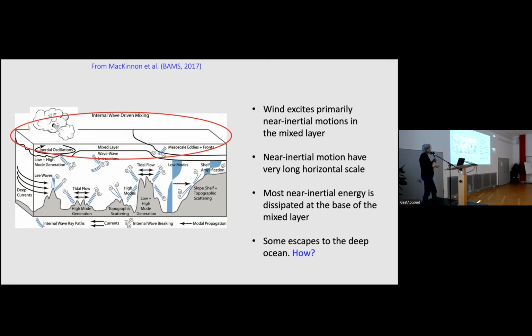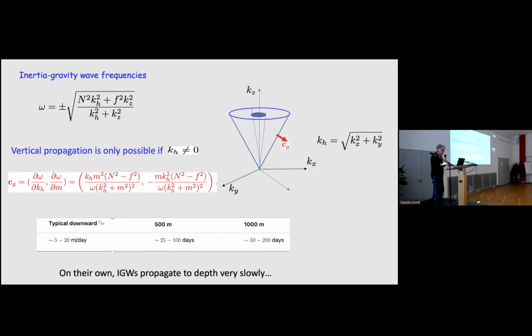We know that the wind excites primarily near-inertial motions, and because the mixed layer acts as a slab, these near-inertial motions are pretty much uniform in the mixed layer. We know also that the wind excites a broad range of scales, but primarily very long horizontal scale near-inertial waves. We also know that most of that near-inertial energy is dissipated at the base of the mixed layer, but some escapes. And so how does it escape? A number of processes have been suggested.